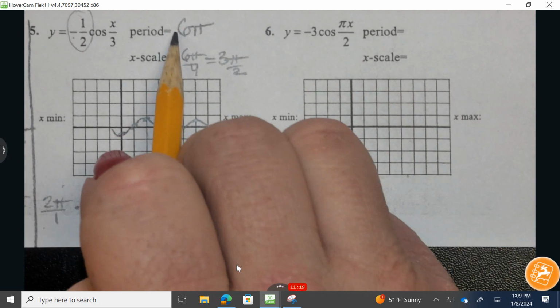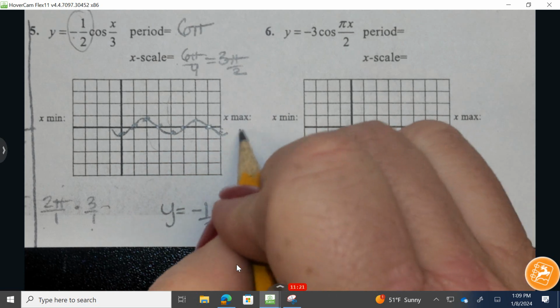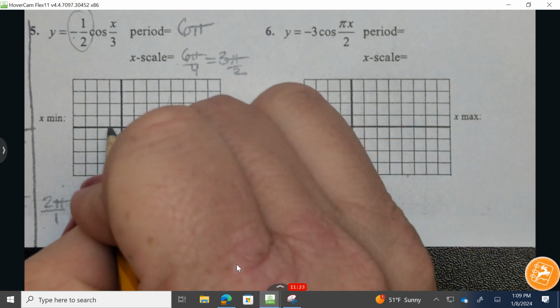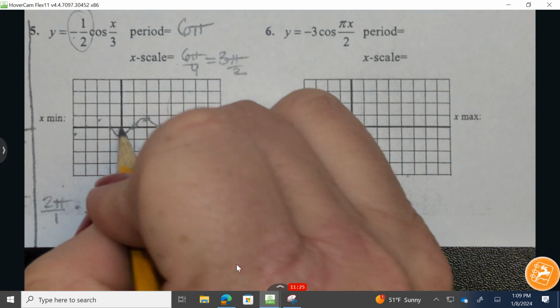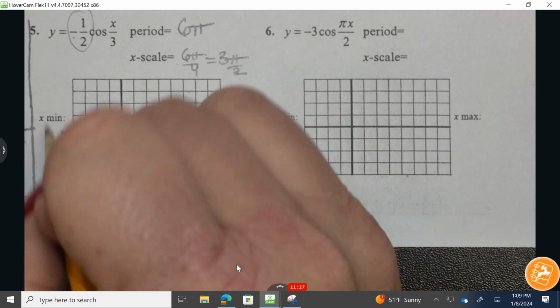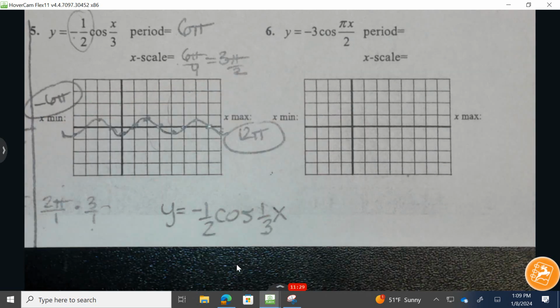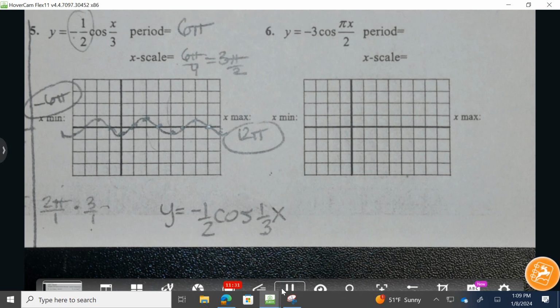2 cycles. Well, each cycle is 6 pi, so 6 pi and 6 pi is 12 pi. Now the opposite way. And 6 pi the opposite way. Let's look at number 6.